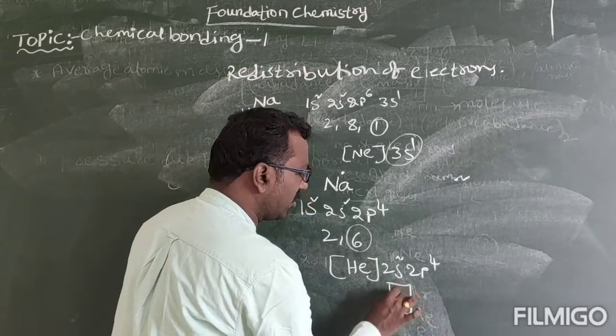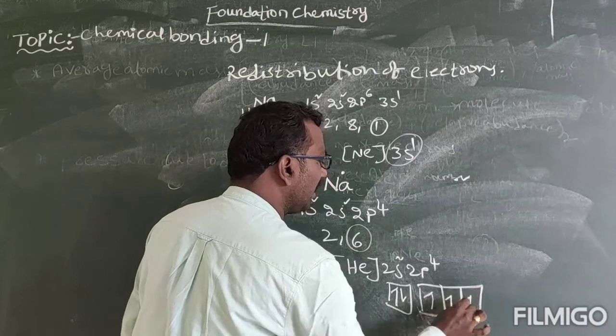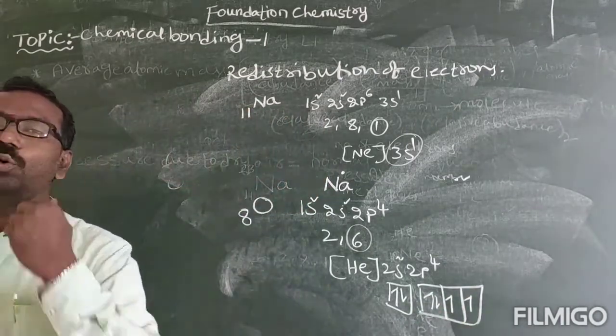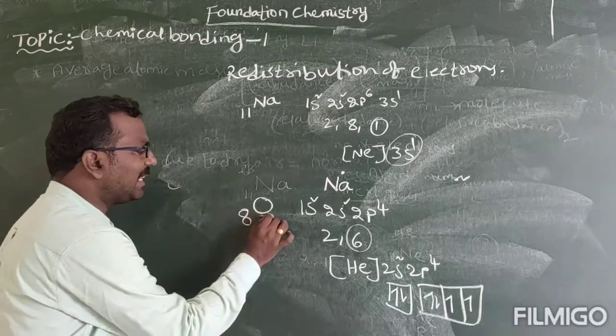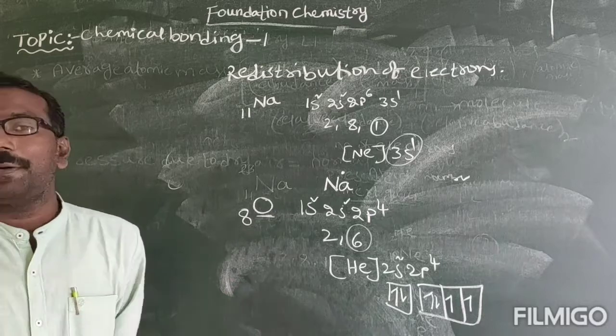You can see here 2s2, 1, 2, 3, 4. 2 are unpaired. So it needs 2 electrons. So oxygen needs 2 electrons. So then what will happen?